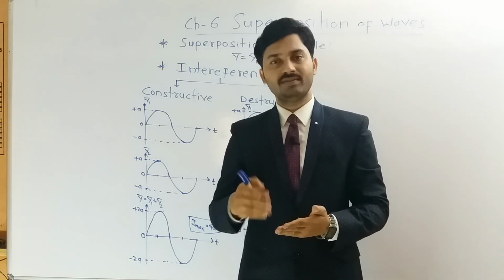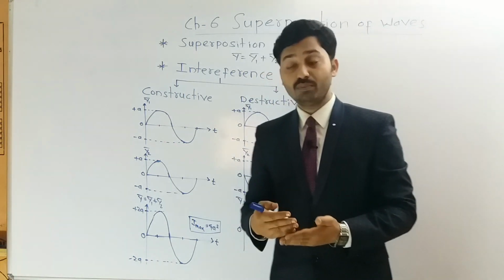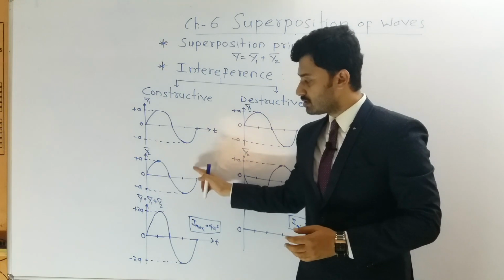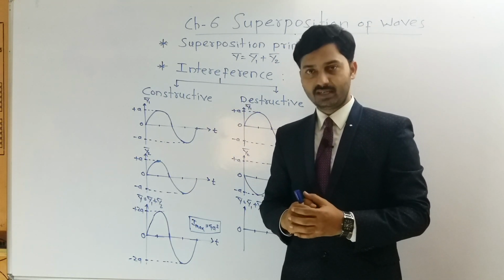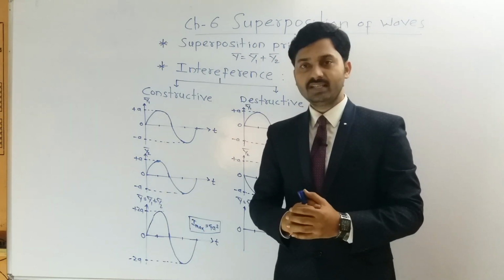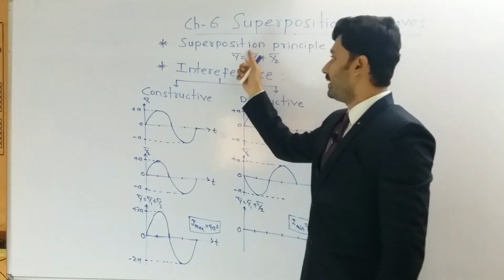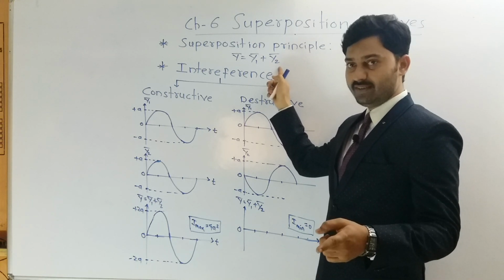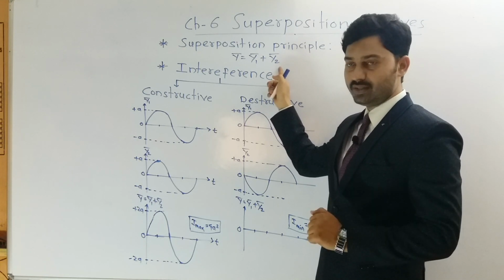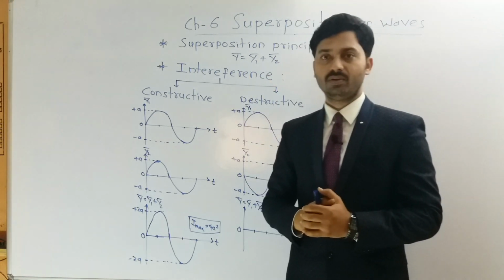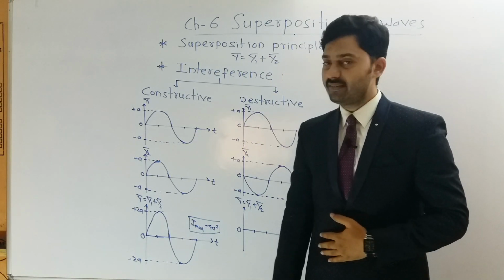When two or more waves arrive at a point, each wave produces its own displacement independent of the presence of the other wave at that point, and the resultant displacement at that point is equal to the vector sum of the displacements of individual waves if each wave is present alone. That means y bar is equal to y1 bar plus y2 bar. Okay.